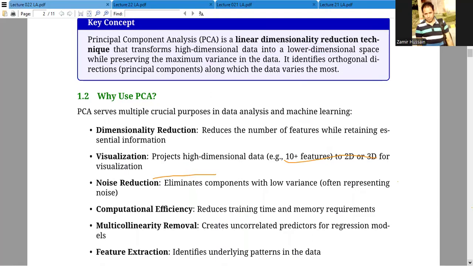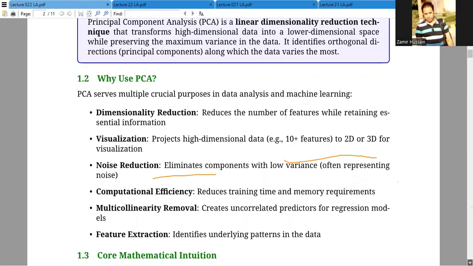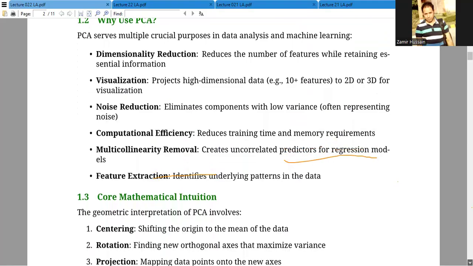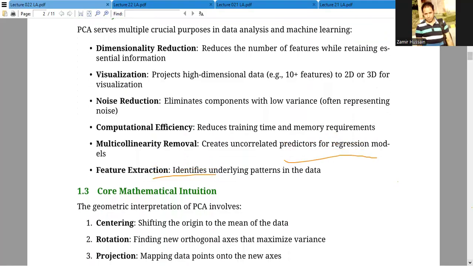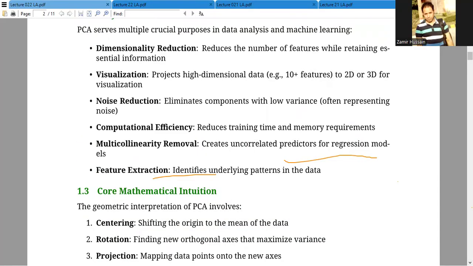The first thing is how, during dimension reduction, all the features preserve your information, and how to visualize the dimension reduction model, and how to deal with the low variance from the reduction. Then there is computational efficiency: how to reduce training time and memory requirements, and feature extraction from the data. These three to five things are most important in principal component analysis.